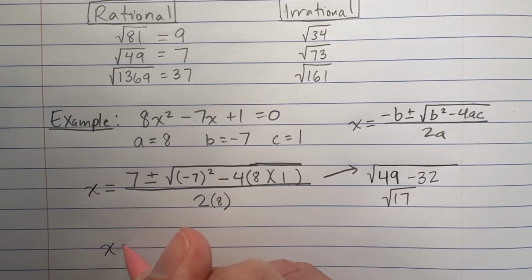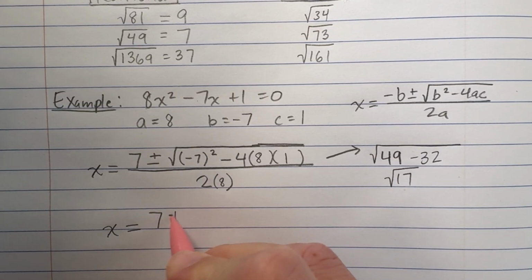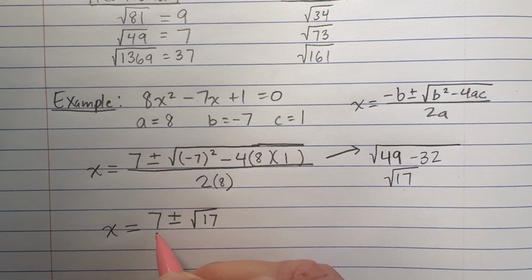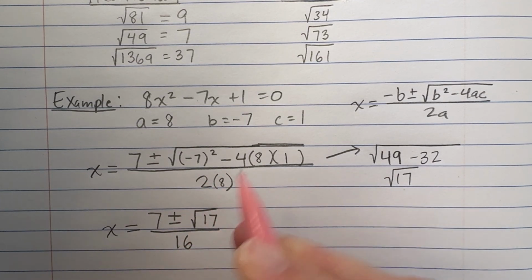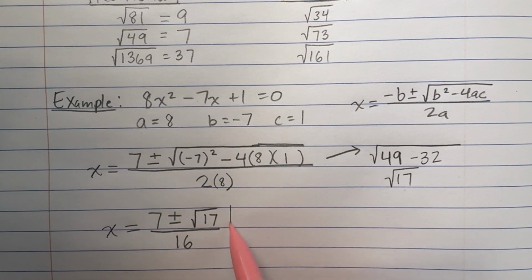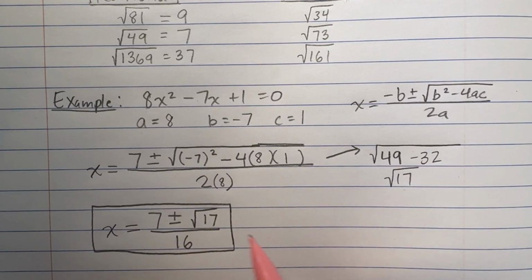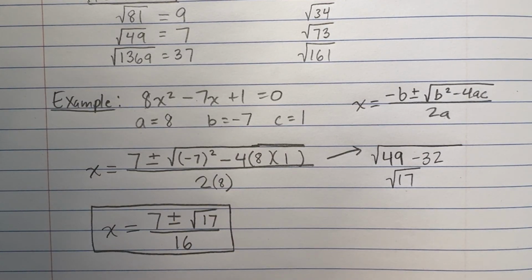So what I'm going to do is bring it back into the formula. I have 7 plus or minus the square root of 17 over, and then 2 times 8, let's do this math. 2 times 8 is 16. And this is it. There's literally nothing more I can do because I can't simplify the square root of 17, so I'm just done. And you're just going to type it like this. You just type it as a fraction and type the plus or minus sign and the square root sign and just type everything in just like this. And that's it.